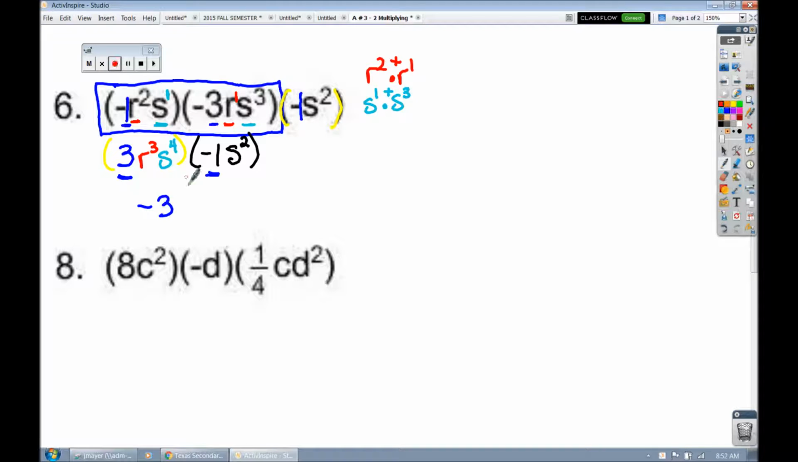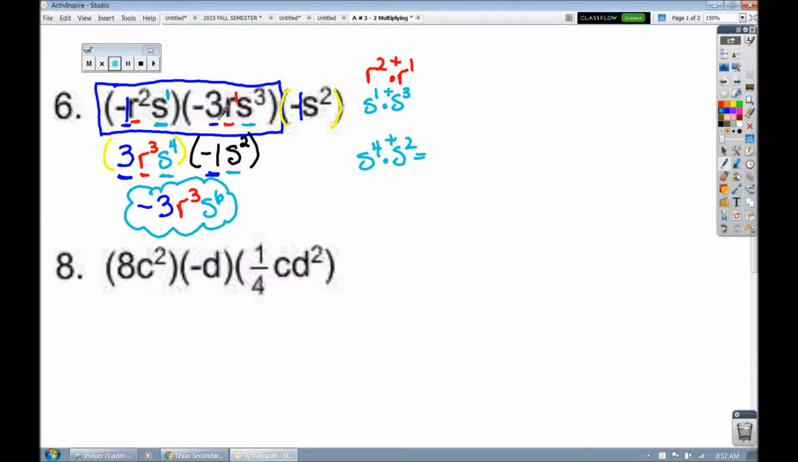Then we'll jump over to the r's. Well, if you don't have any r's to multiply, you just simply bring it down. R to the third. And then our last letter is s to the fourth times s to the second. We add those exponents and we get s to the sixth. Voila.